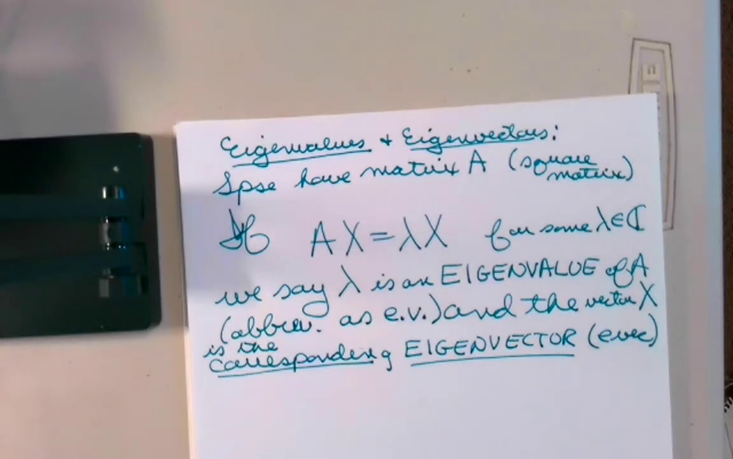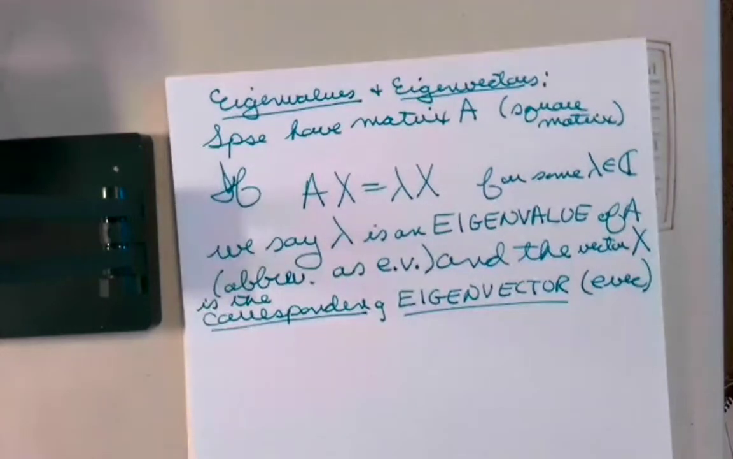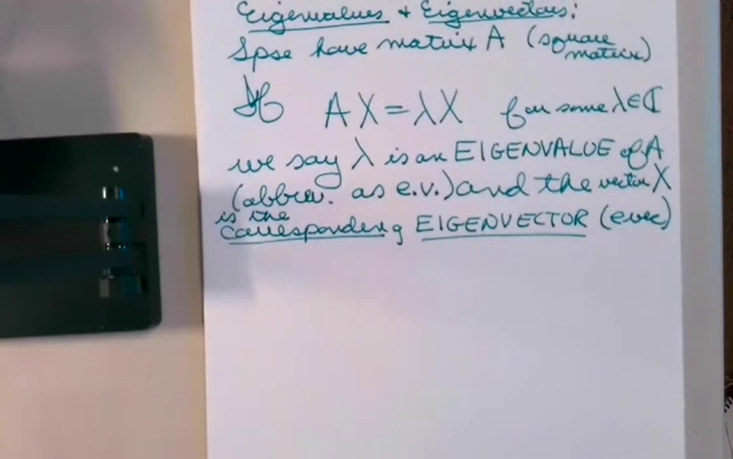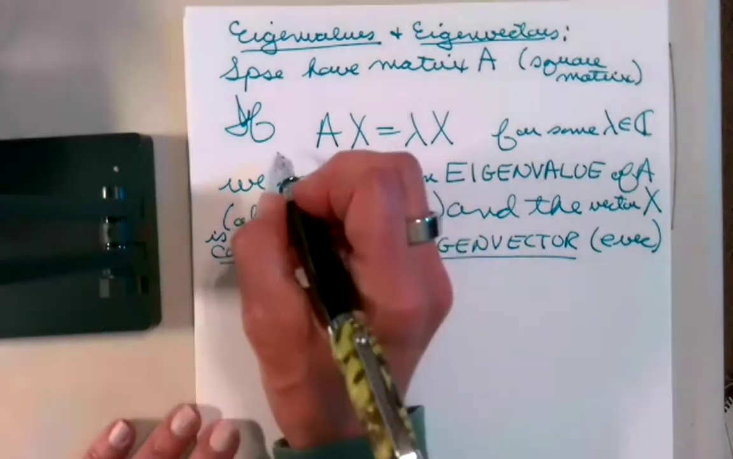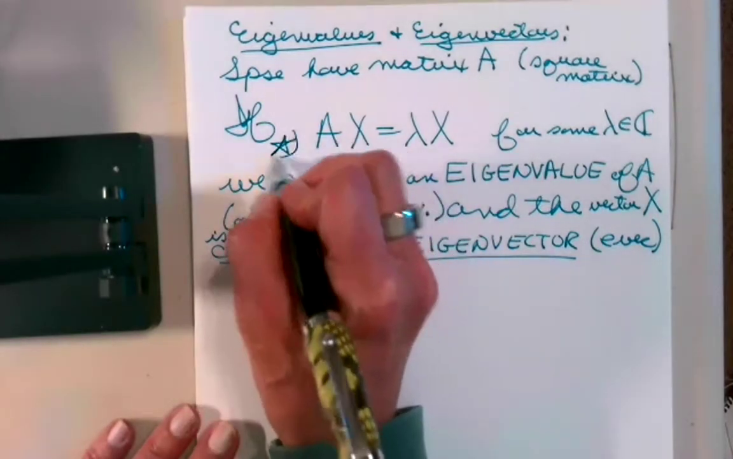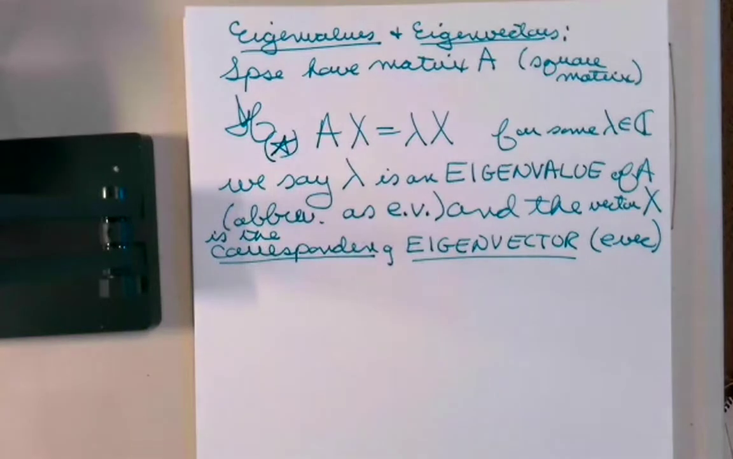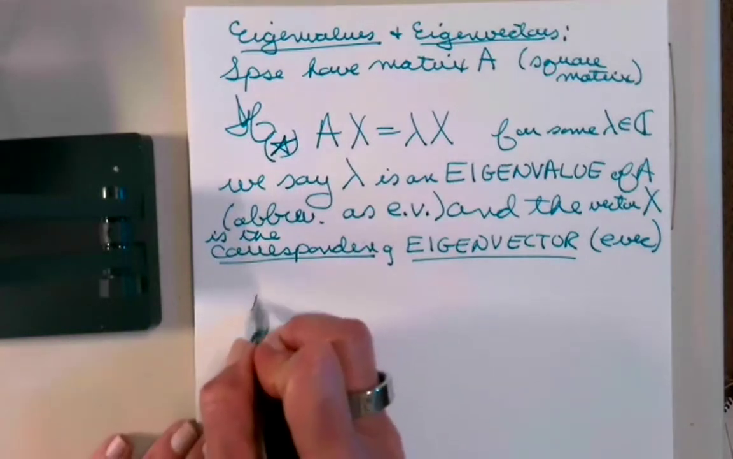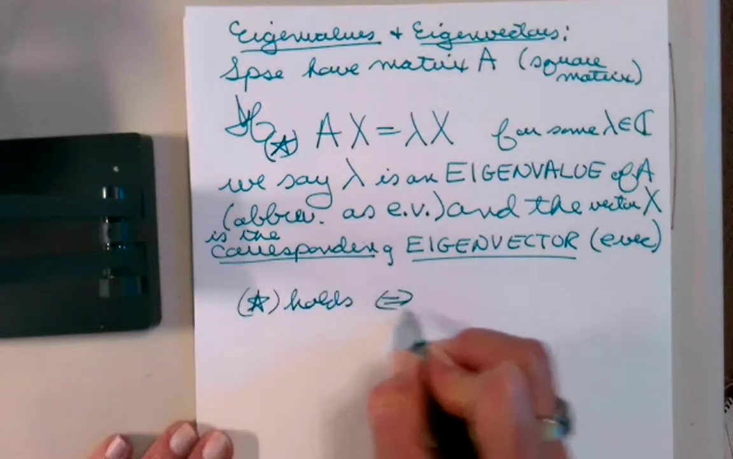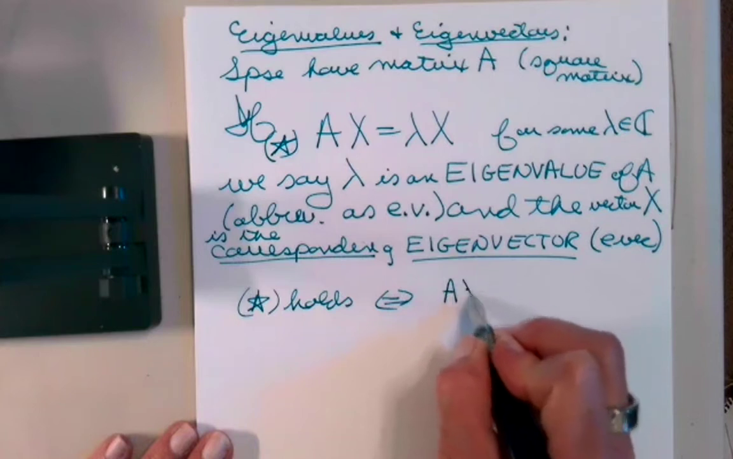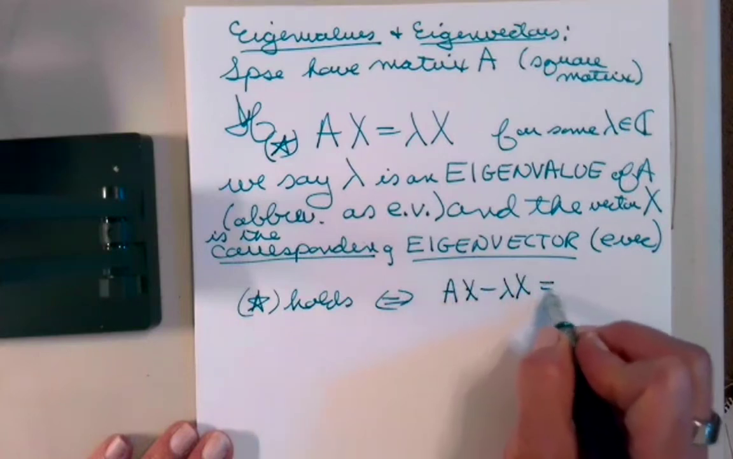Okay. All right, don't worry about why these are important right now. We'll see it in a lecture or two. But just take it as a strange thing about matrices that you have to find that turns out to be important. They come up all over the place, okay? So let's see, I used asterisk before, so let me use star for this, okay? So notice, star holds if and only if AX minus lambda X equals 0.